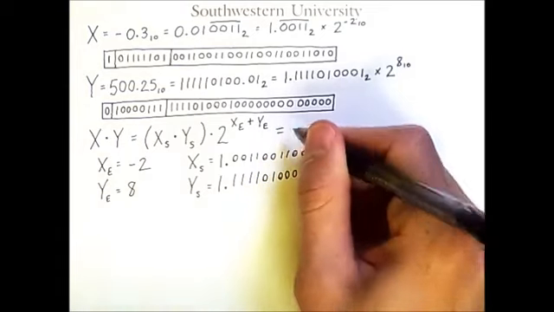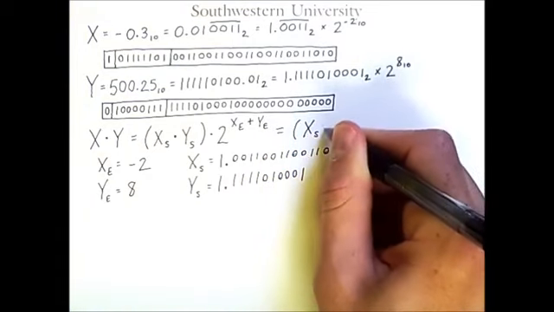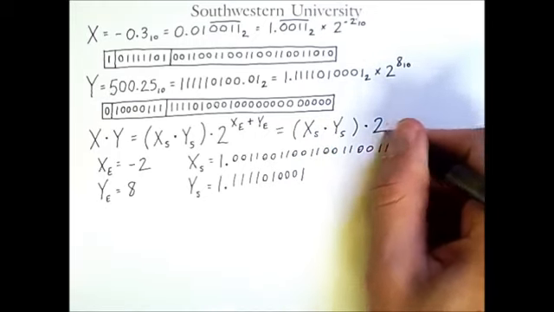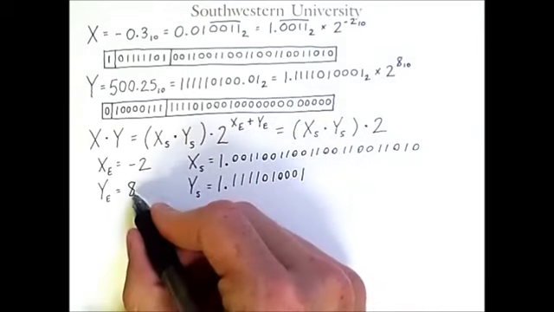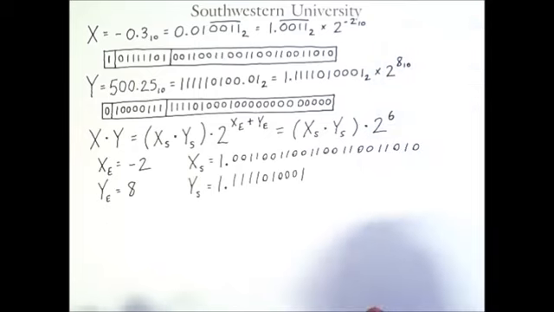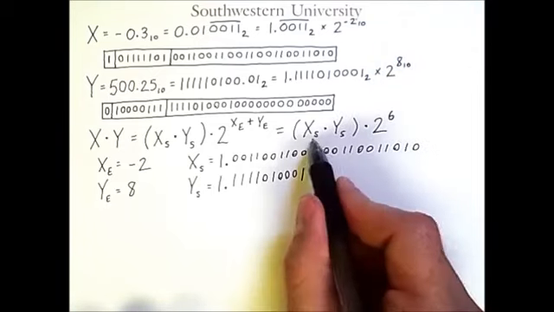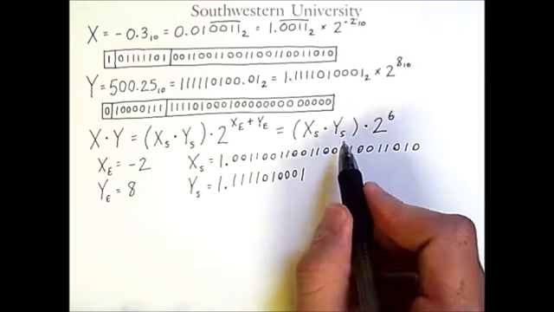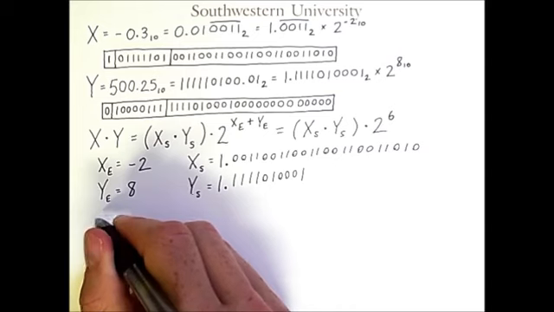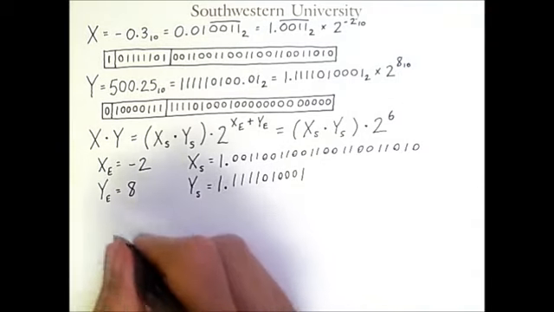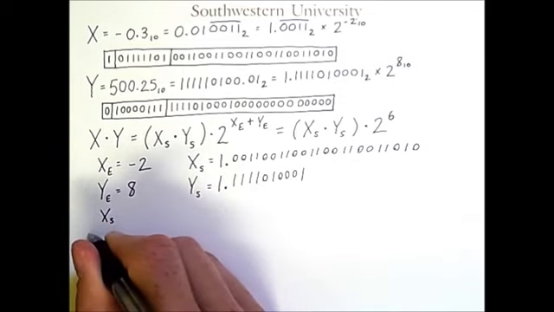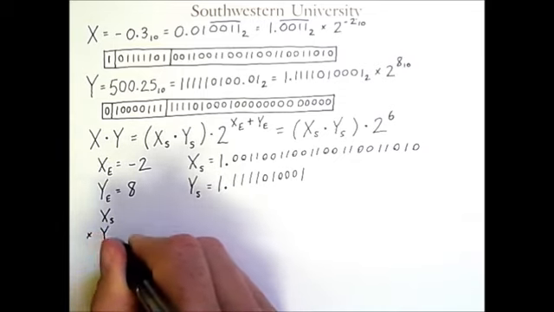Now, first, I'll just compute the new exponent, which would be 2 raised to the 8 plus minus 2, so 6. And that bit's easy. But this multiplication takes a bit of explanation. It will be computed as follows. I want to compute xs times ys.